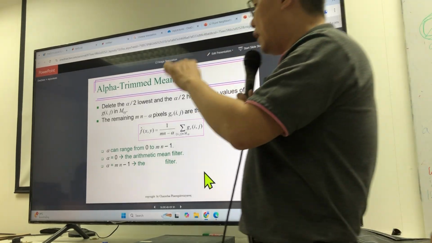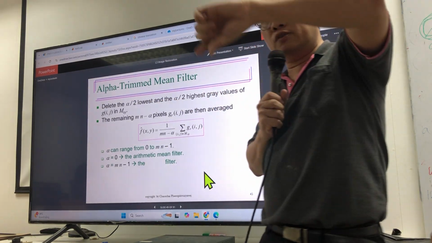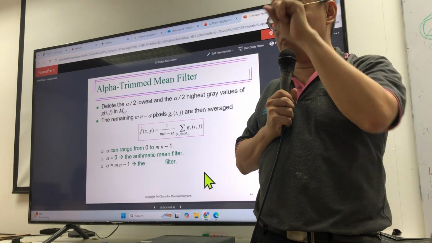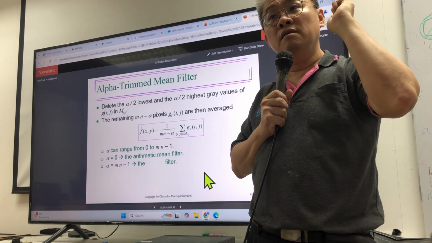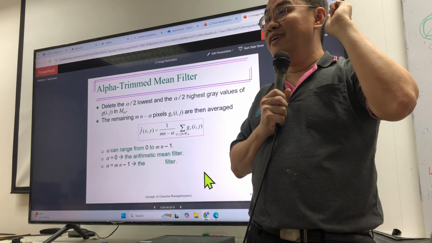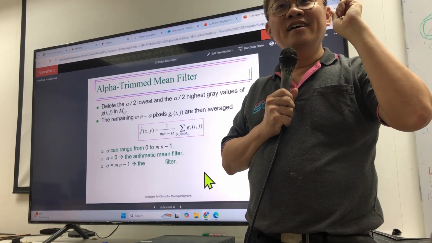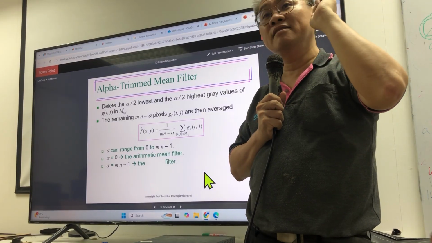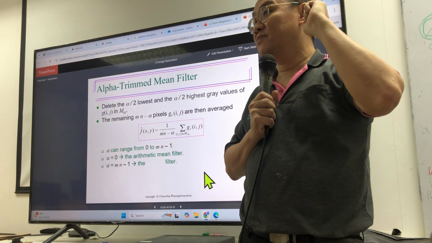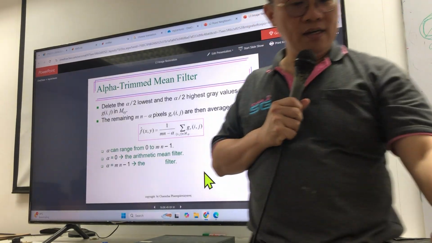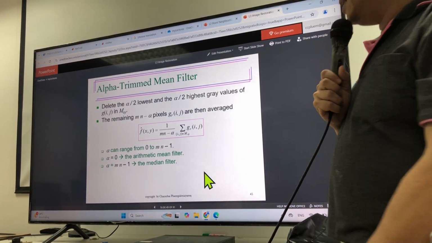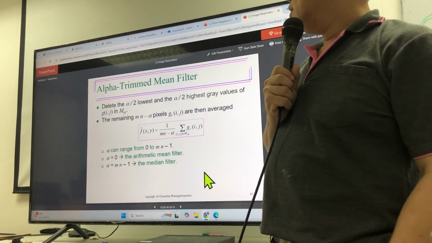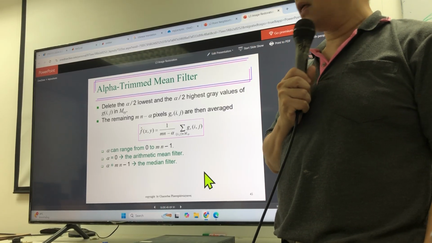If alpha is m times n minus 1, that means you get rid of almost everything except for the one in the middle, 1 pixel. If we arrange from smallest to largest and take the middle one, what do we call it? Median filter. So if you take that alpha, it's the median filter. So it's a cross between the median filter and the arithmetic mean filter. We call it alpha trim mean.